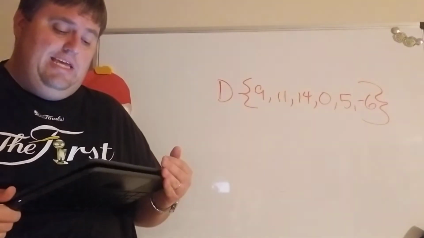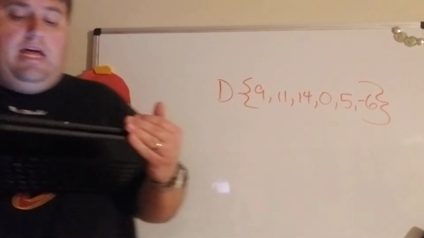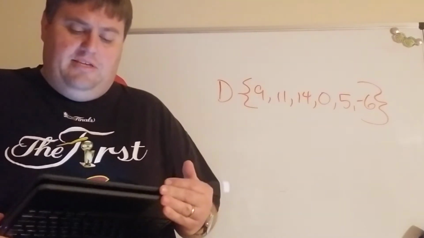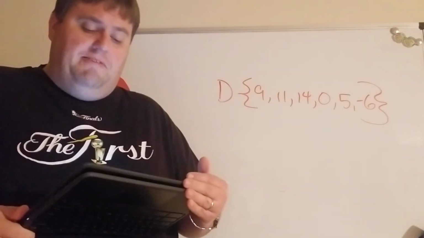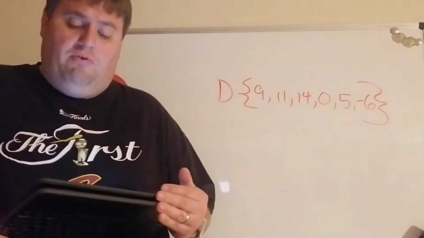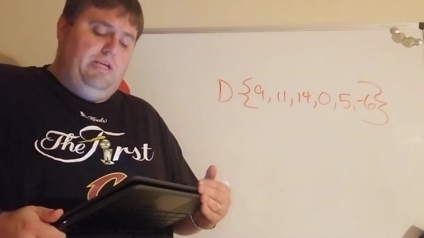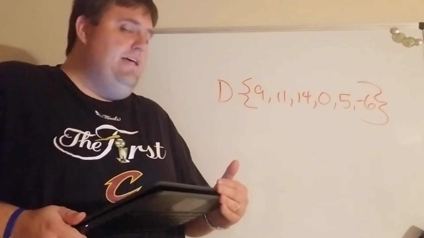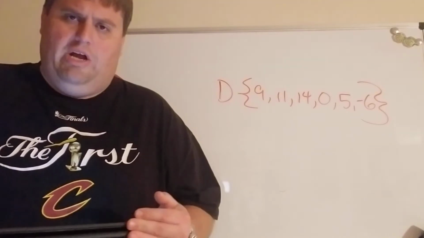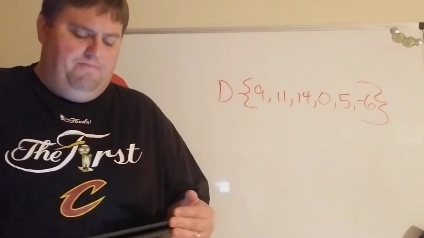Number 8 is, let's see. The domain would be 2, 3, 4, 5, 6, 7, 8. Those are the x's. The range would be negative 77, negative 68, negative 59, negative 50, negative 41, negative 32, negative 23. It is a function because all the x's are different. And it is one-to-one also because all the y's are different.